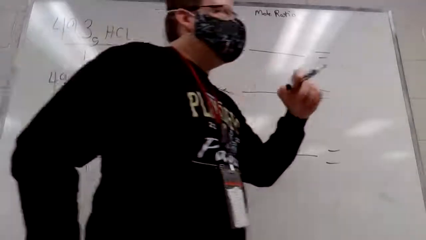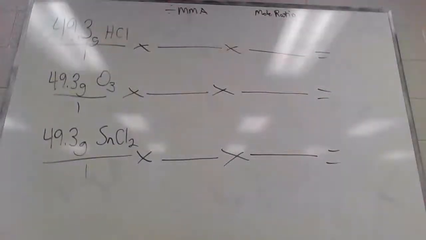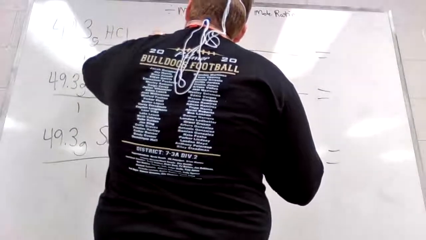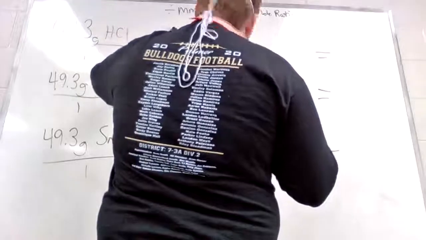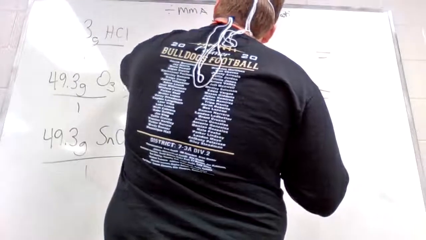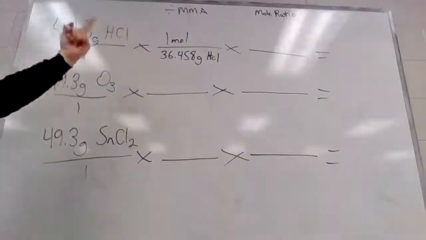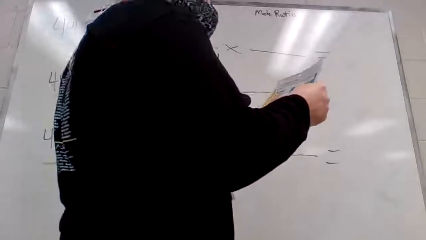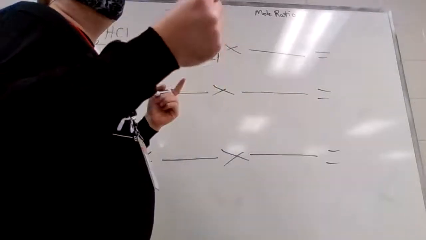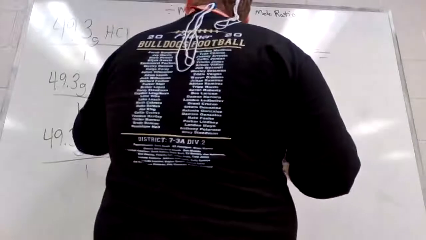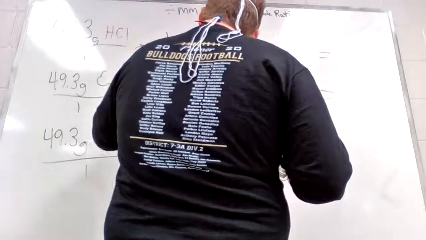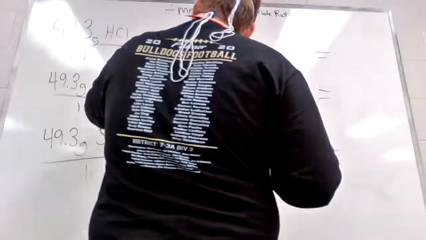So what's the molar mass for HCl? It's a chlorine and a hydrogen. And we're talking 35.45 plus 1. So it's going to be 36.458 grams of HCl over 1 mole. So I divided by the molar mass here. I'm going to divide by the other molar masses. I need 3 oxygens, so 16, 32, 48, right? 48 grams of oxygen, 1 mole.